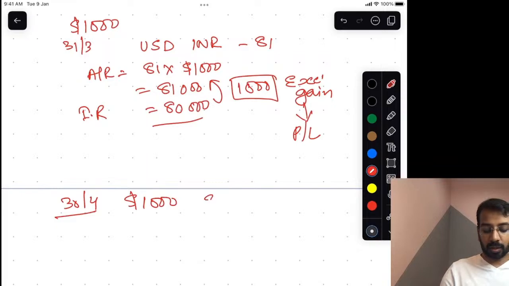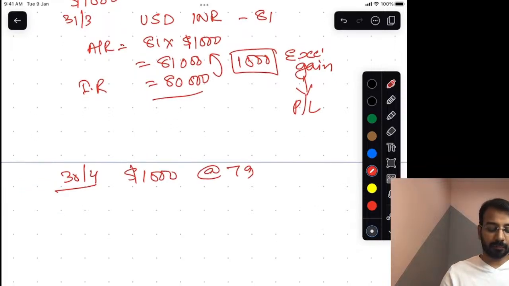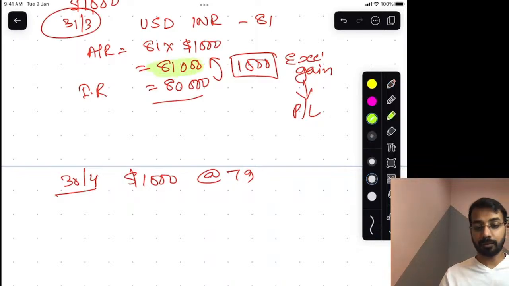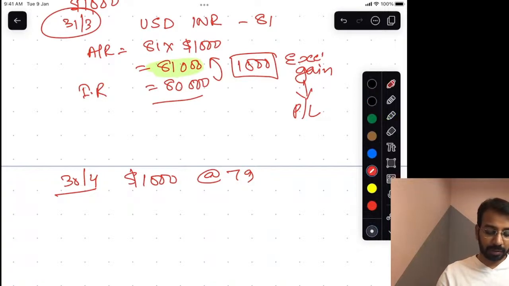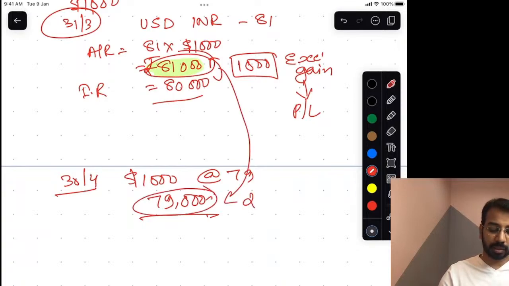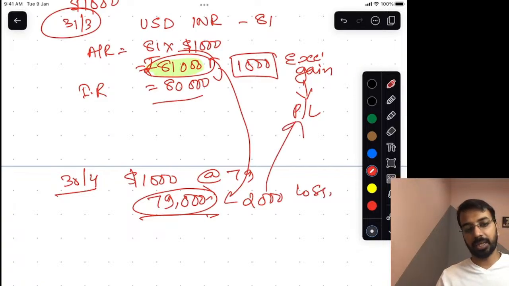Then let us say subsequently on 30th of April we received $1,000 and on this day the exchange rate was 79. Now, as on 31st of March, we said we have to receive 81,000 rupees. How much did we receive? We received 79,000 rupees. So we had to receive 81, we received 79. From here to here, there is a 2,000 loss. This loss is also recognized in P&L only.